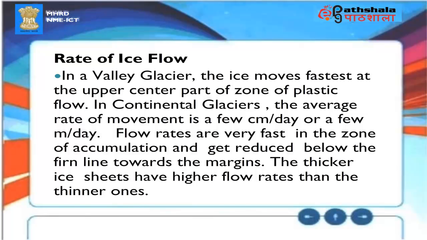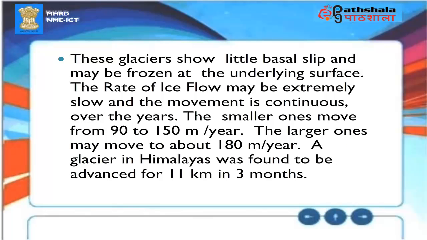Flow rates are very fast in the zone of accumulation and get reduced below the firn line towards the margins. The thicker ice sheets have higher flow rates than the thinner ones. These glaciers show little basal slip and may be frozen at the underlying surface. The rate of ice flow may be extremely slow and the movement is continuous over the years.